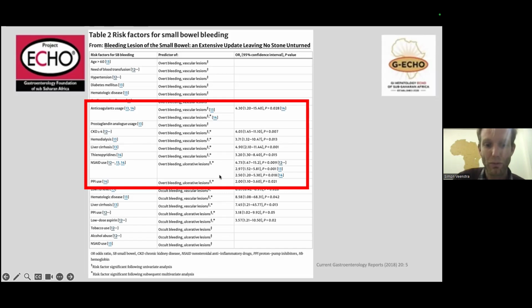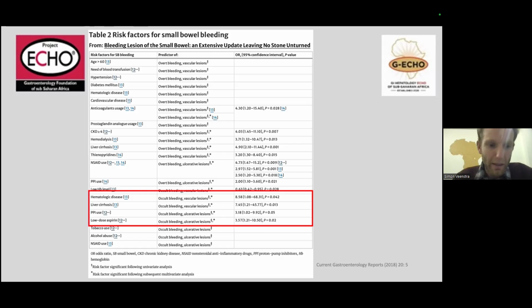NSAID use and PPI use was highly predictive of ulcerative lesions. We know that NSAIDs have deleterious effects on mucosa, not only in the gastric mucosa, but all along the GI tract. And PPI use as well, interestingly, is also associated with a higher risk of ulcerative lesions in the small bowel. That's thought to be due to dysbiosis caused by the reduction in gastric acid.